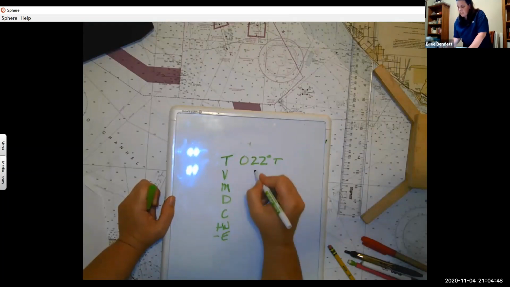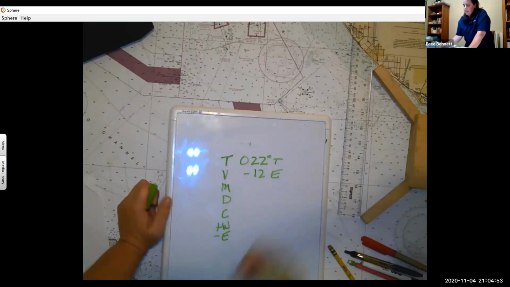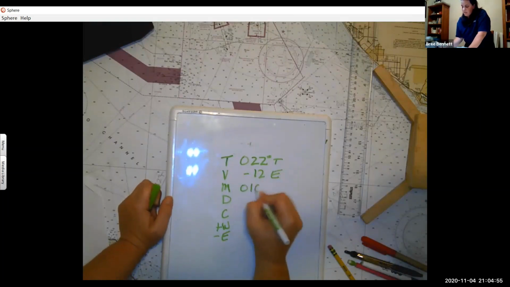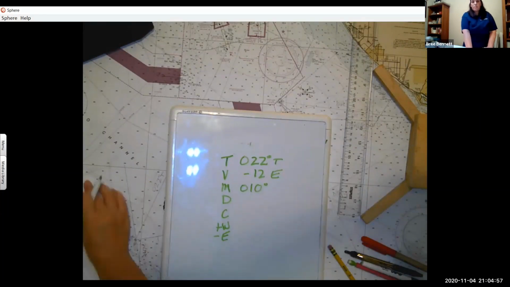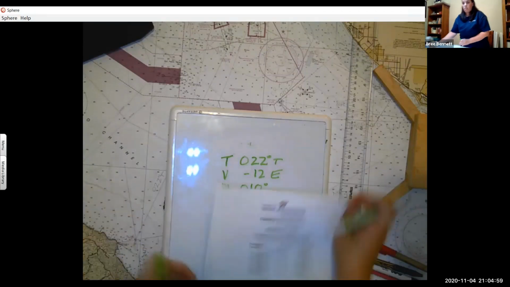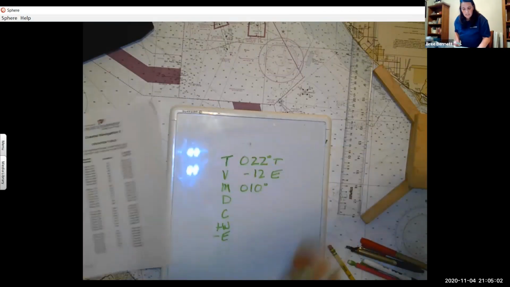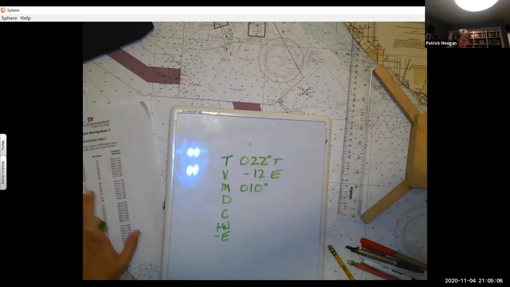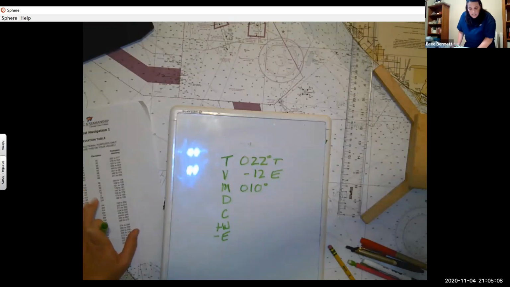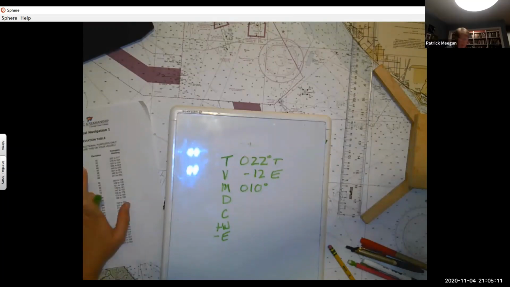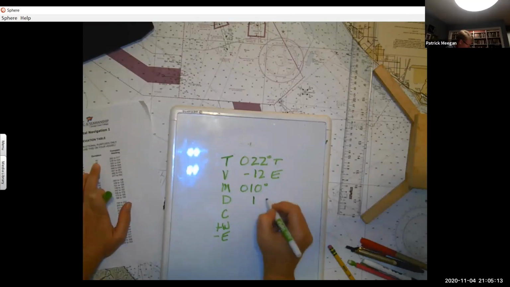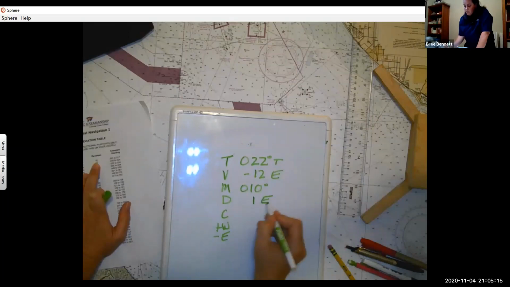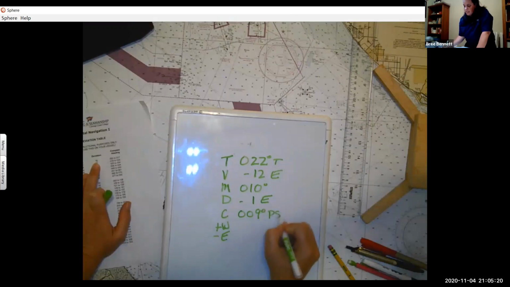We have a variation of 12 east, so we're going to be subtracting that 12 east, and we get 010. Go to your deviation table, magnetic heading of 010. What deviation did you guys get? 1 east. We're going to be subtracting that east, so we get 009 degrees as our PSC.